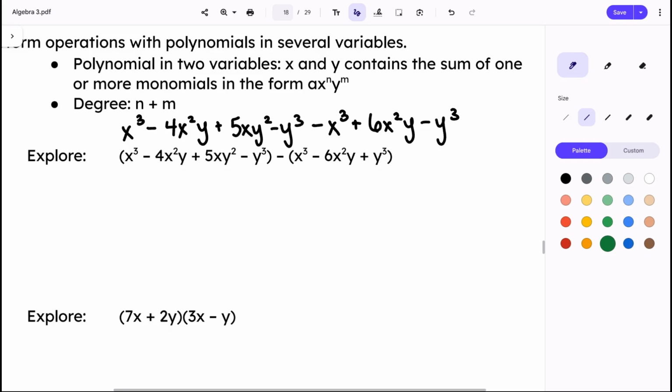Do we see anything we can put with this x to the third? Yep, so what really happens there? They cancel. So those are gone. Okay, can we put anything with this next term? It's an x squared and a y. Do you see any others, x squareds and y's? The 6 down here, kind of towards the end. So what's negative 4 plus 6? 2. So those become 2x squared y.